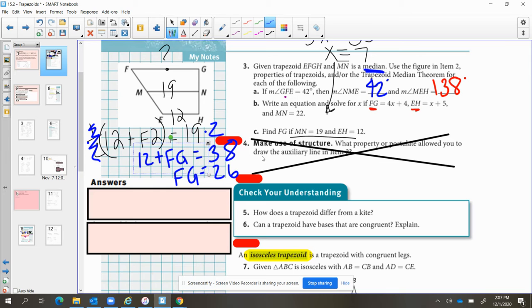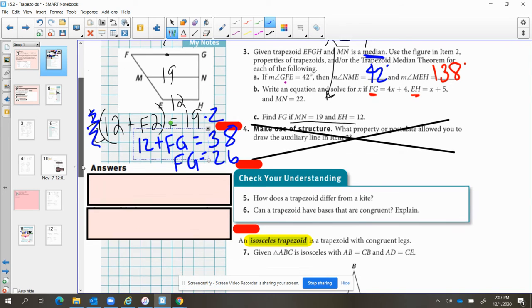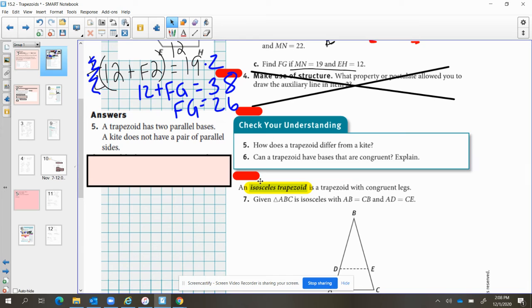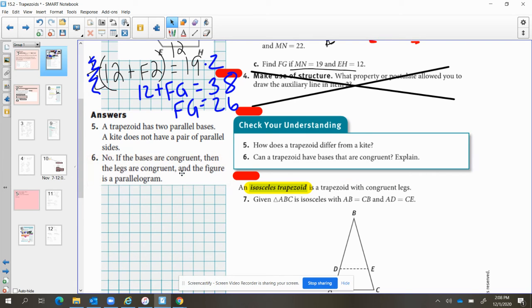All right, now down here for 5 and 6, just a couple other things about trapezoids. How are they different than the kite, which we talked about last lesson? Well, a trapezoid has 2 parallel bases. A kite does not have a pair of parallel sides, unlike the trapezoid. And then in number 6, it says, can a trapezoid have congruent bases? The answer is no, because otherwise the figure would be a parallelogram.